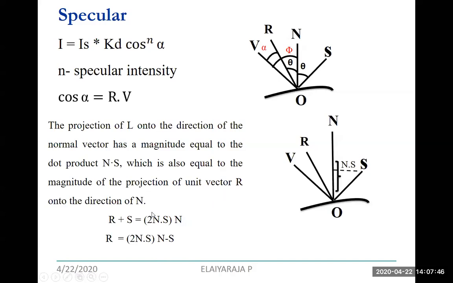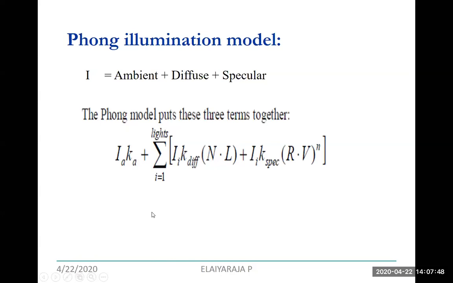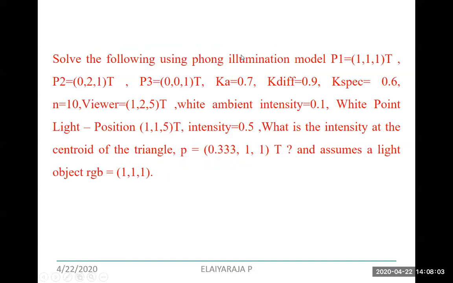And here we'll see one example, where the Phong illumination model intensity, how will you calculate it? Ambient value plus diffuse value plus specular value. The summation of all three intensities gives you the intensity value with respect to the Phong illumination model.